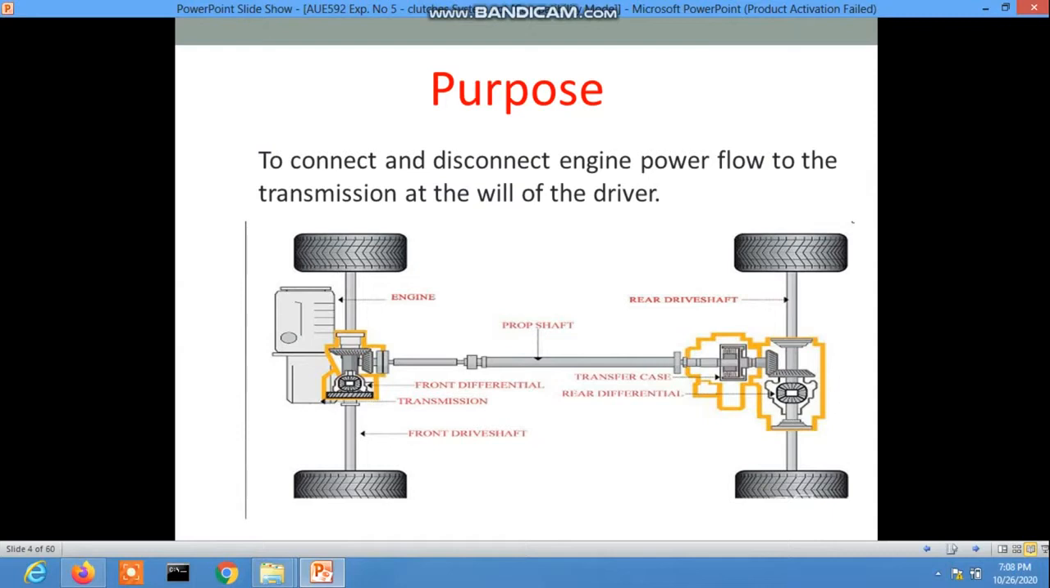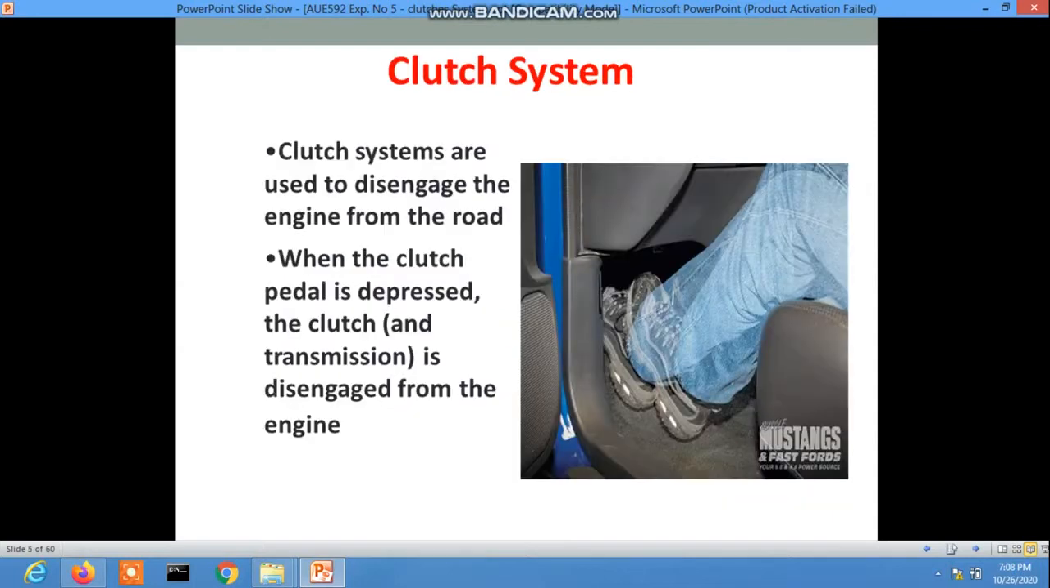So here is the picture of the top view of the vehicle. It is the engine and this is the transmission system. In between the engine and the transmission system, the clutch device is located. The clutch system is used to disengage the engine from the road. When the pedal is depressed, the clutch is disengaged from the engine. So it's very simple.